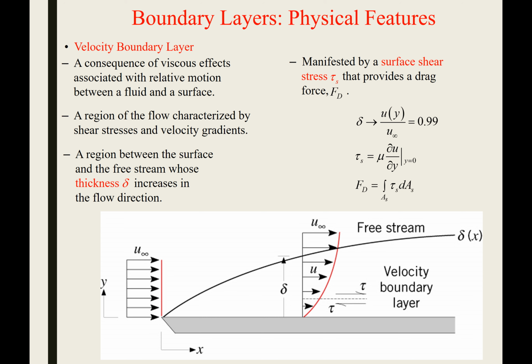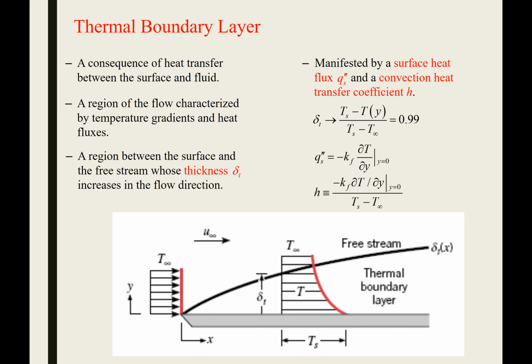So in addition to this velocity boundary layer forming, we're also going to get something called a thermal boundary layer. From the fluids example, you add in these thermal effects and it gets a little bit more complicated. The thermal boundary layer is a consequence of heat transfer between the surface and fluid. It's a region of flow characterized by temperature gradients and heat fluxes. It's a region between the surface and the free stream whose thickness, delta sub T, increases in the flow direction. It's manifested by a surface heat flux and a convection heat transfer coefficient.